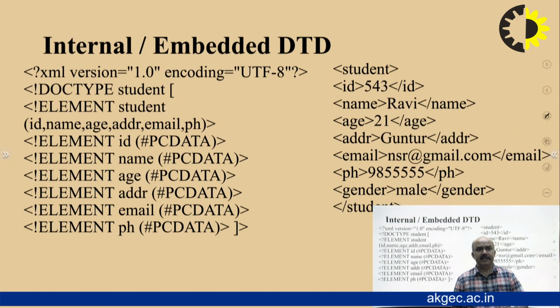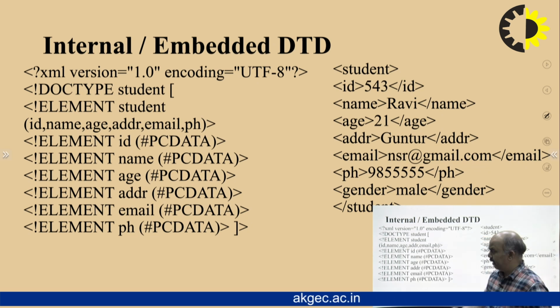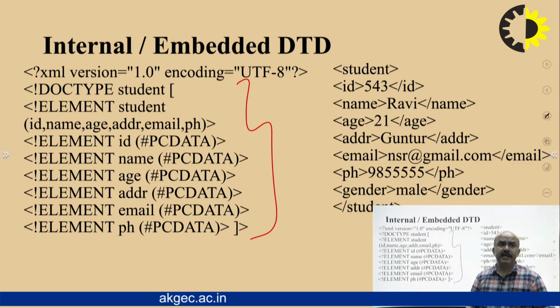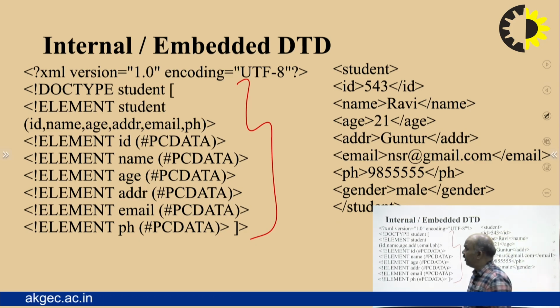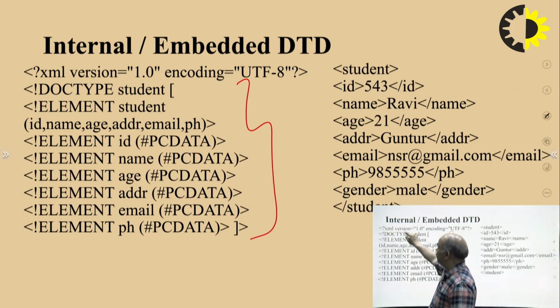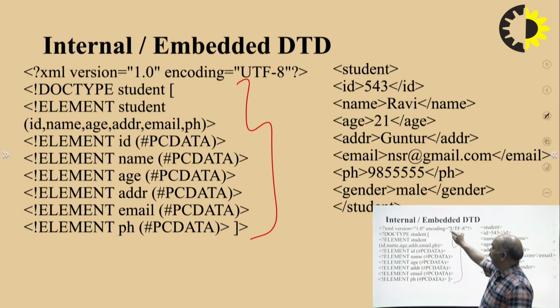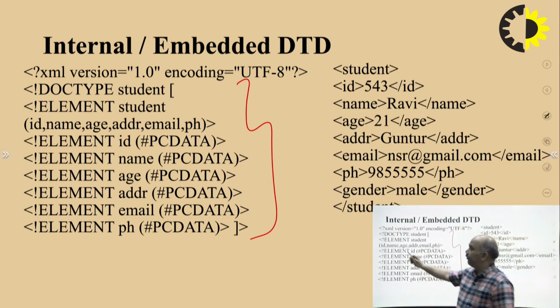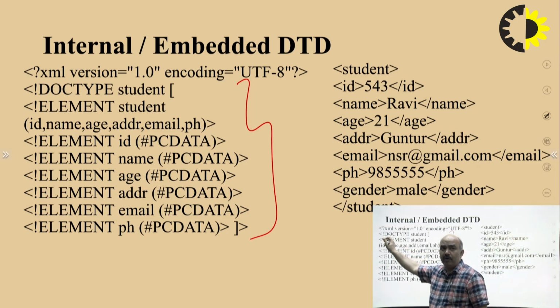So this is the example of the internal embedded DTD. This is where the DTD-defined data is there. We have to write the less than question mark XML version 1.0 and encoding, which I told you is UTF-8. Then we have to define exclamation DOCTYPE student.